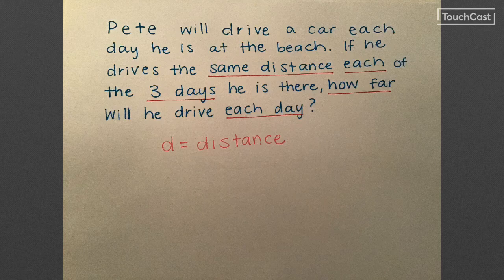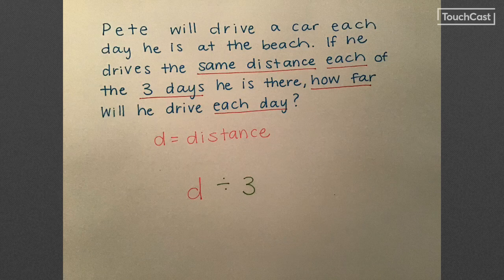For our last practice problem, Pete will drive a car each day he is at the beach. If he drives the same distance each of the 3 days he is there, how far will he drive each day? I want D to equal our total distance. So I want you to think a minute and pause the video until you can figure out what this equation is.